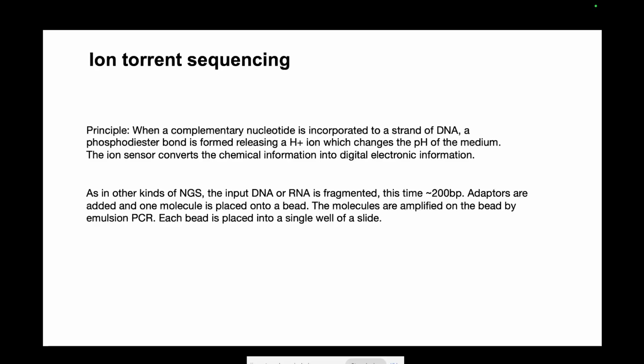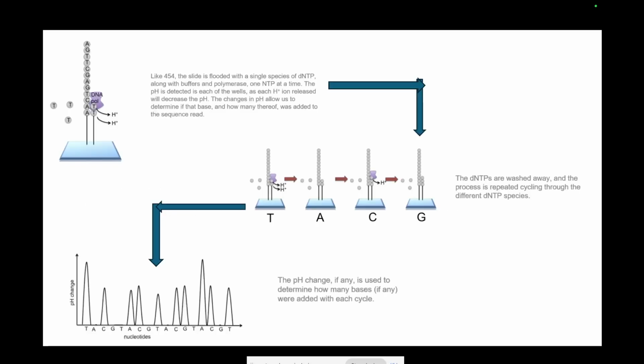The adapters are added, and one molecule is placed onto a bead, and the molecules can be amplified on the bead using emulsion PCR, again similar to what we see in the pyrosequencing technology. And then each bead is placed within a single well of a slide, and you'll have these thousands of wells in a slide, so that you can massively parallelize this sequencing. Okay, so this is how the overview of it looks.